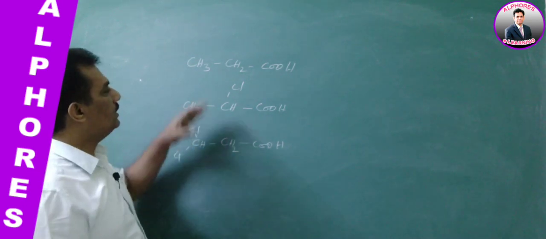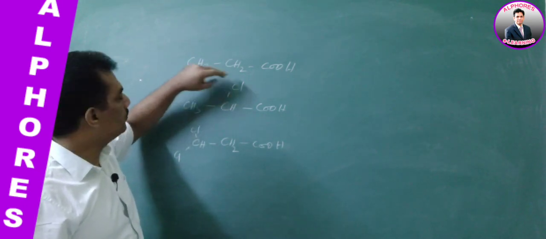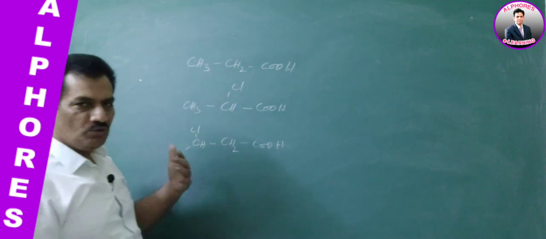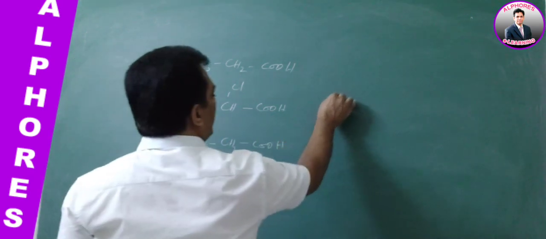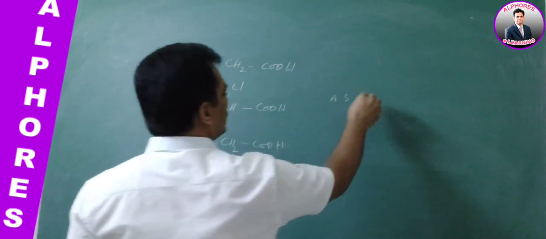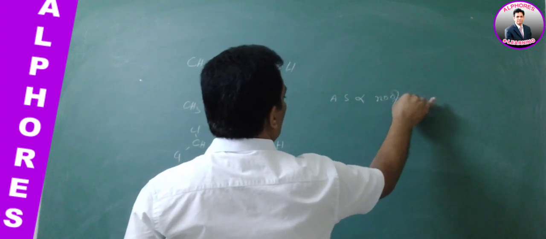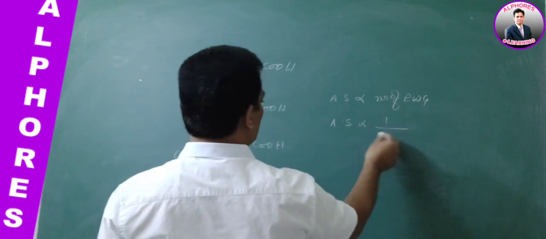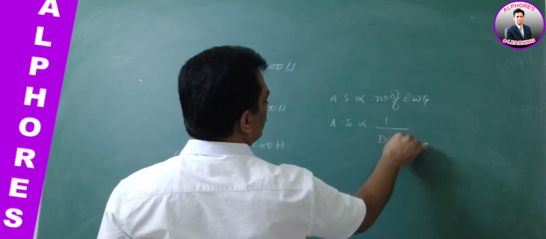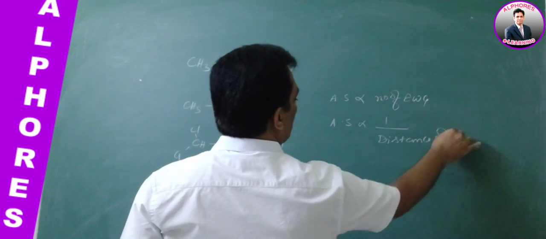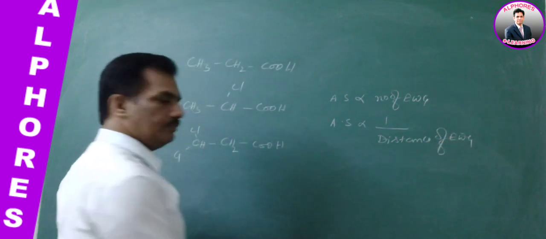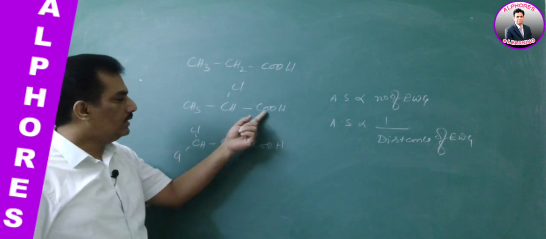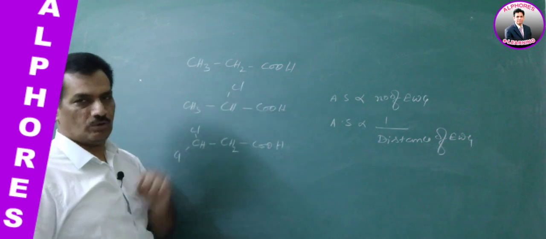Here, actually, without an electron withdrawing group, here one withdrawing group, here two withdrawing groups. But the confusion is, as we know, acidic strength is directly related to the number of electron withdrawing groups, and the same acidic strength is inversely related to the distance of the electron withdrawing group. This is applicable in this case. Distance is less, acidic strength is more.